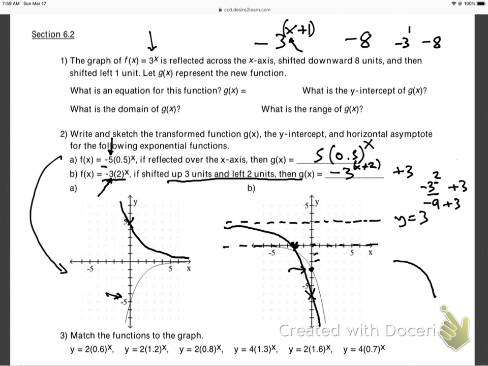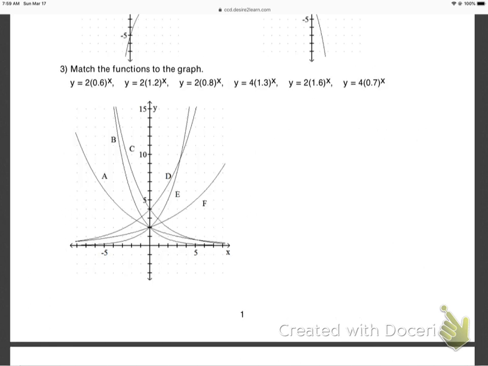So do remember your y-intercepts when x equals 0. It's not too hard to calculate. Okay, there we go. Let's try another slide here.